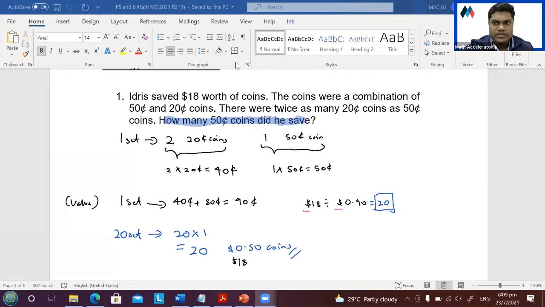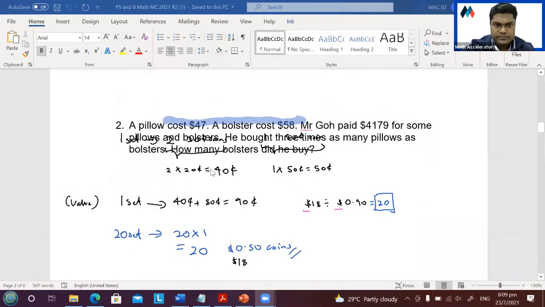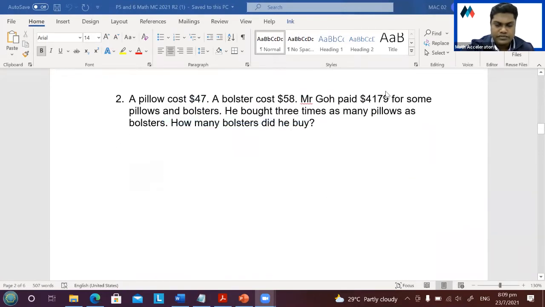Okay, now let's move on to the next question. Okay, so next question is a similar kind of question, right? A pillow costs $47. A bolster costs $58. So Mr. Go paid $4,179 for some pillows and bolsters. He bought 3 times as many pillows as bolsters. How many bolsters did he buy?